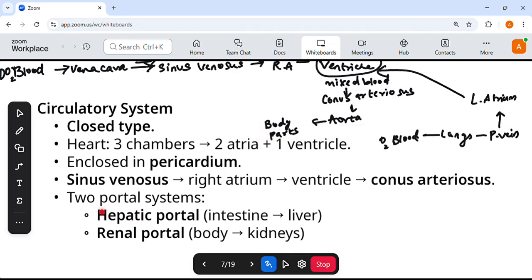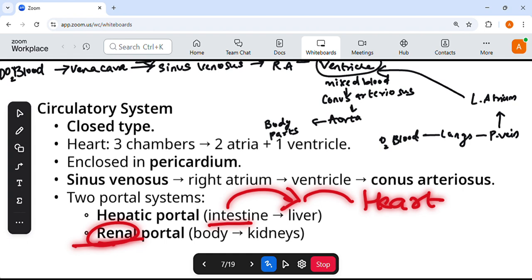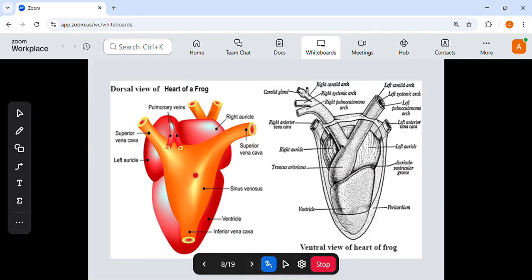Apart from it, they have two portal systems. The hepatic portal system connects two organs: deoxygenated blood from the intestine moves to the liver, and from the liver to the heart. Okay, and in the renal portal system, remember the word renal is associated with kidney, hepatic with liver. So deoxygenated blood from the lower part of our body reaches the kidneys, and kidneys to the heart. This is the sinus venosus, triangular shape, on the dorsal side of the right atrium. Then the truncus arteriosus is present at the ventral side of the ventricle and it is sac shaped.